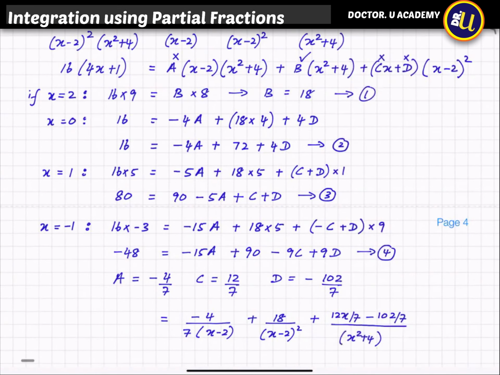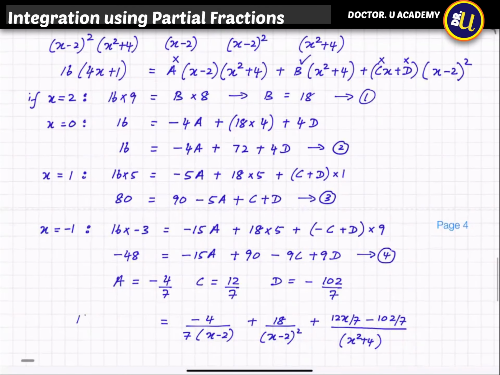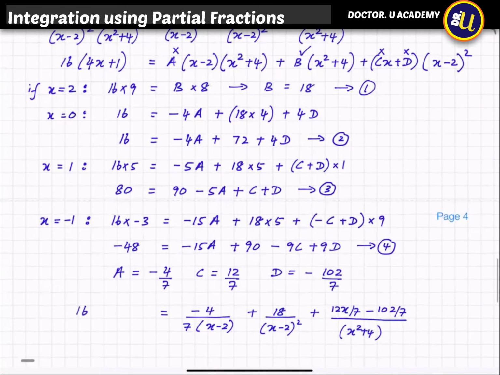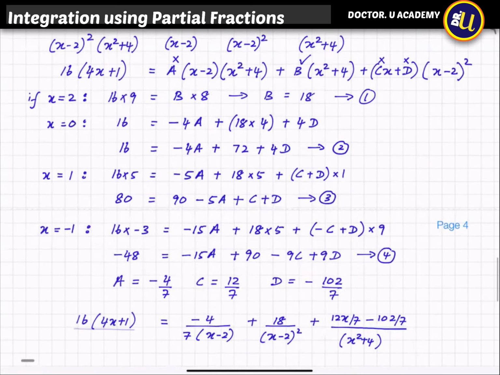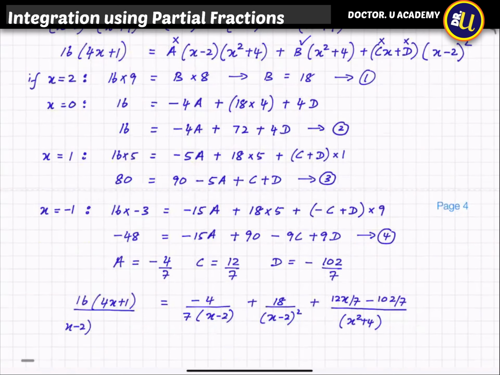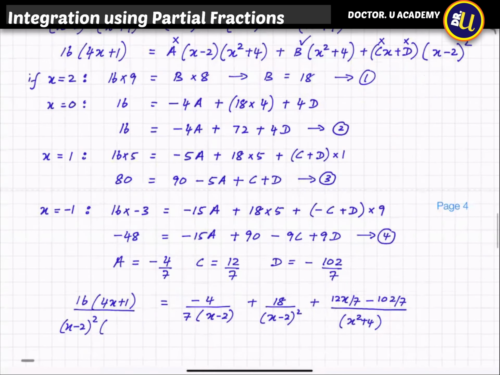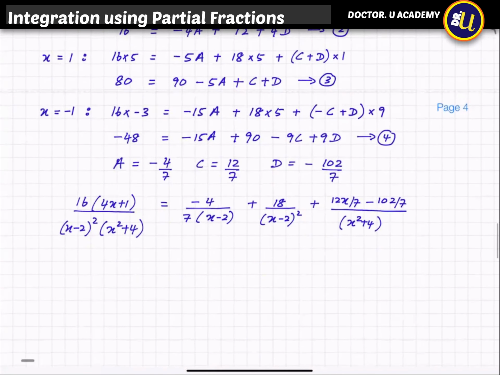So this is what we got. The left hand side would be 16 4x plus 1, divided by x minus 2 squared, then x squared plus 4, x squared plus 4. So this is what we have now.